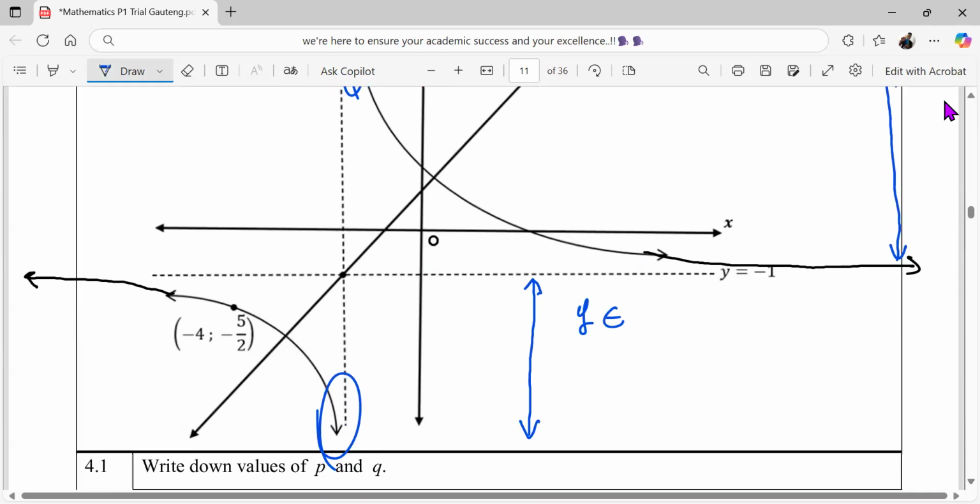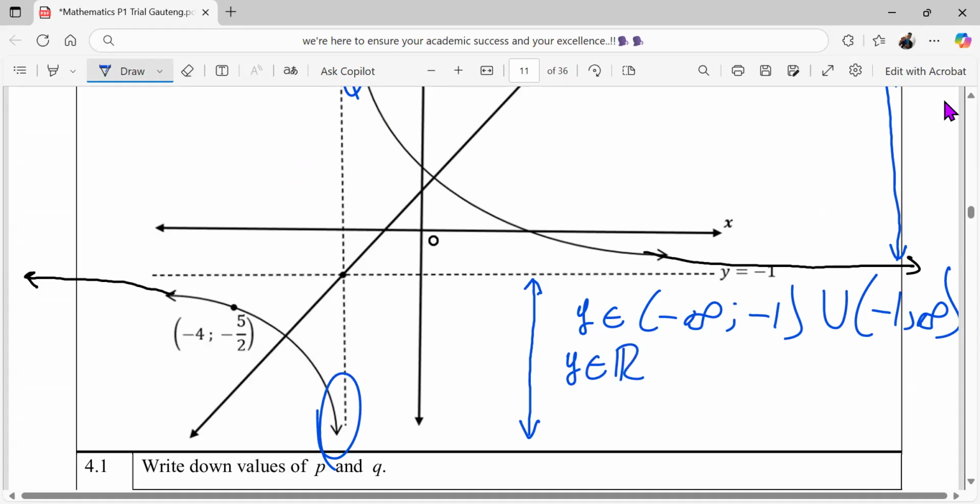So this is what you can say. It's all the values from -infinity up until -1, or from -1 all the way to infinity. Well, that is your range. Or you can say it's all the values of y. It's an element of real numbers but y cannot be -1. Yes, that's another way of stating the range of your function.